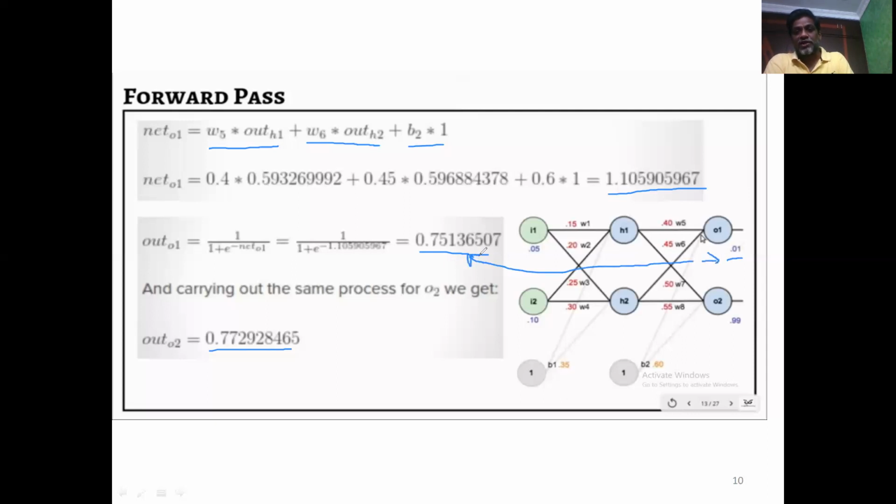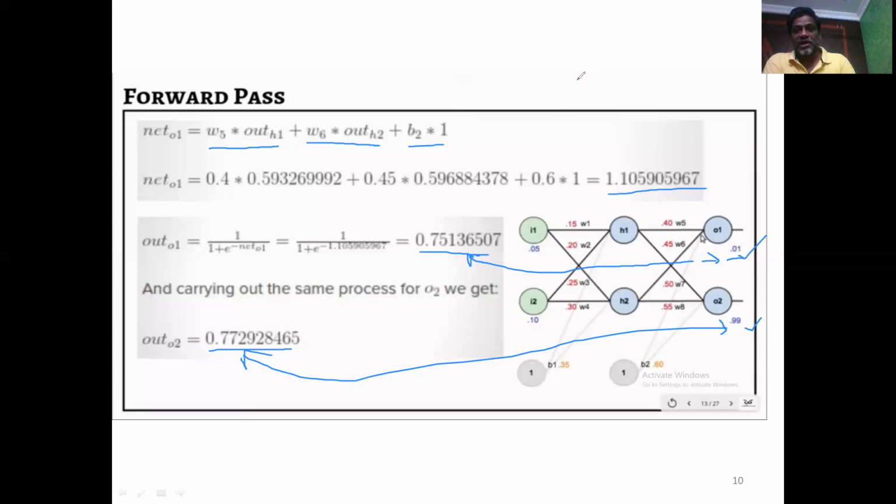The produced value of the neural network is 0.75, which is very far from the actual output expected. So 0.75 is very far from 0.01. So we need to update the weights. Similarly, here we are expecting 0.99, but the output produced by our neural network is 0.77. So we need to update the weights in order to get the target outputs 0.01 and 0.99. So there is some error in the neural network, so we require updation of weight parameters, right?